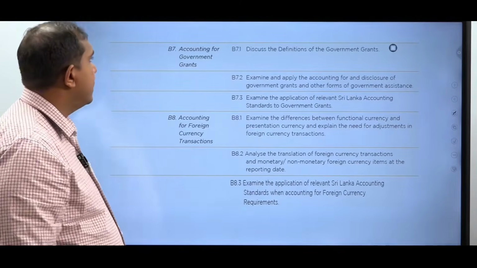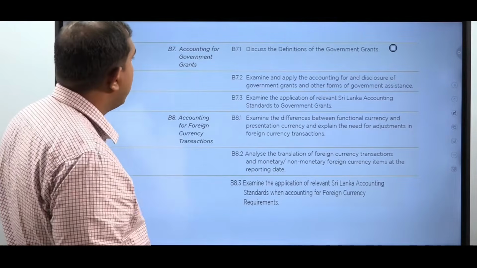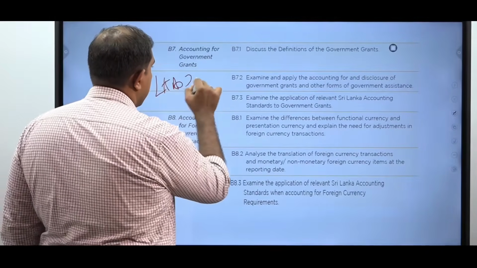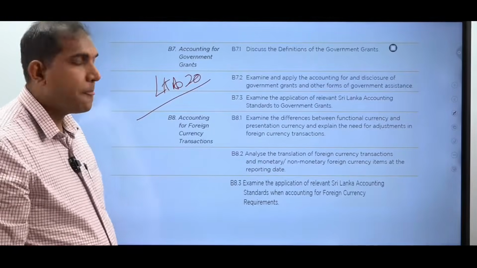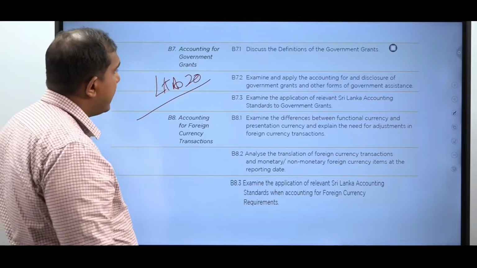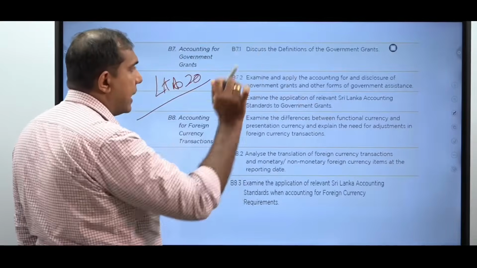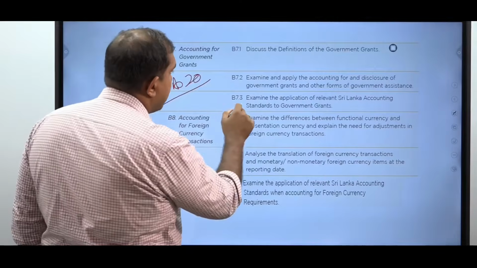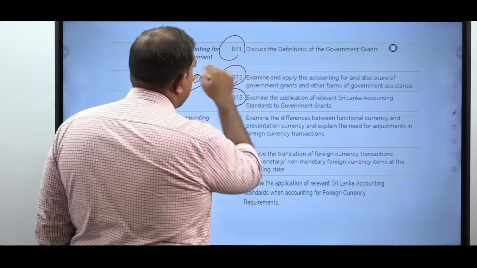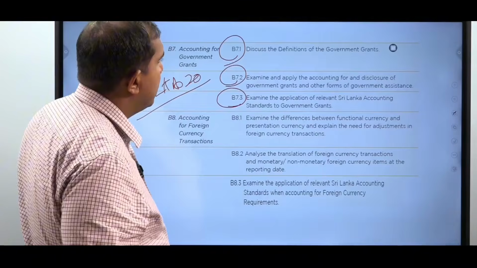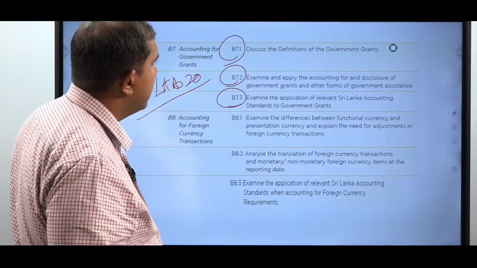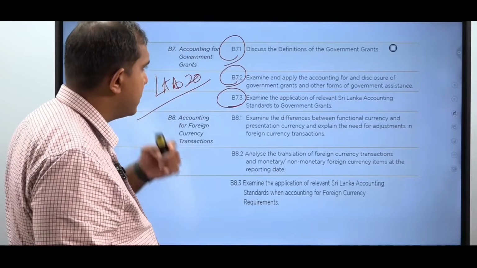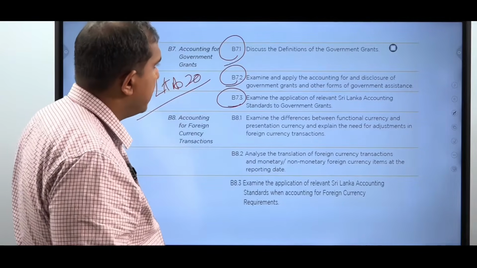Right. Then accounting for government grants, LKAS 20. That LKAS 20 standard and the digital connection of government grants are covered under 3 sub-objectives, learning objectives. Definition of government grants, accounting and the disclosures of government grants, then application.